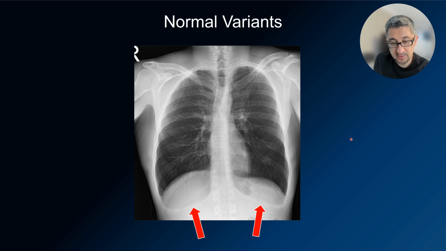Another normal variant is the posterior aspects of the lung bases. The lungs actually extend down to this level normally, but they are superimposed with the opacity of the liver. Sometimes these opacities can be very prominent and may be misinterpreted as pneumothoraces. But this is just a normal finding, and we should be aware that the lungs actually end down here posteriorly, and anteriorly here.